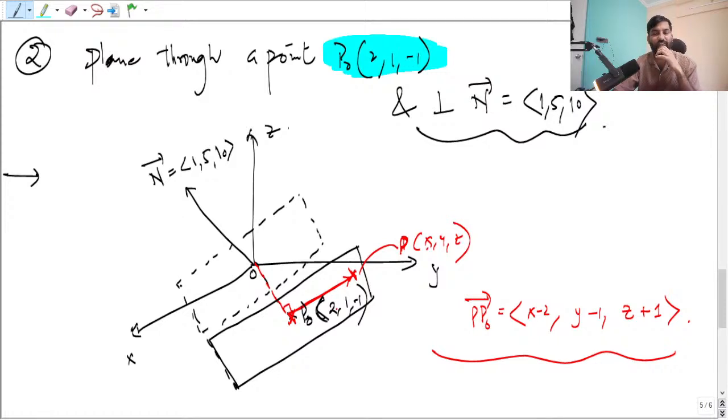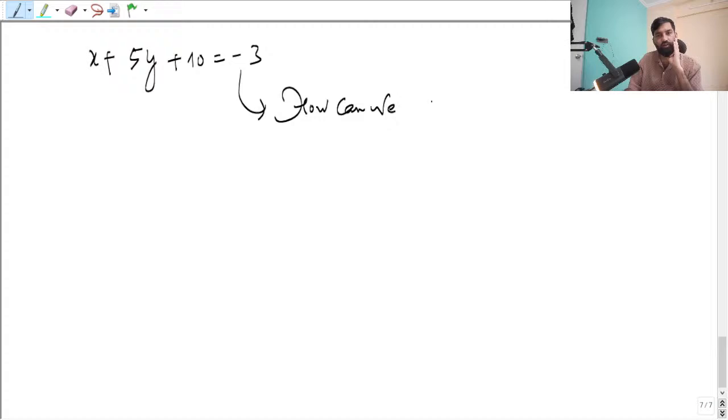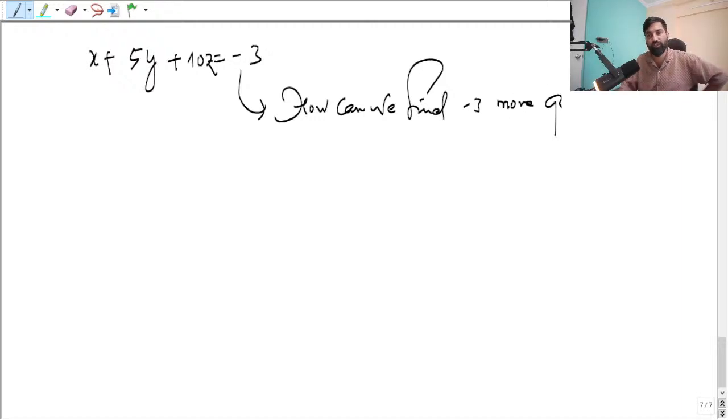So how could we have found -3 more quickly? Can someone tell me? We have got x plus 5y plus 10z equal to -3. So how can we find -3 more quickly? See, the left hand side is very simple. To compute the left hand side of the equation of a plane is very simple, because the coefficients of x, y, z are nothing but the normal vector. But how do we find -3 more quickly?